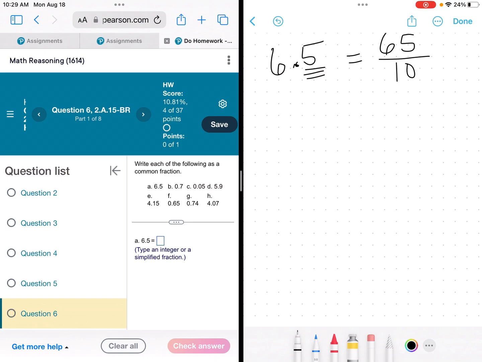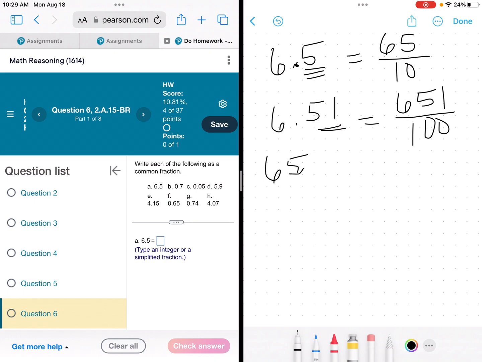All right, so if we had 6.51, we could look at that as 651 over 100. We have two values. So the values really tell us how many zeros are after the 1. Okay? So then if you can reduce them, you need to. So let's try to reduce this 65 over 10. I'm going to get a new stylus here pretty soon, so bear with me.